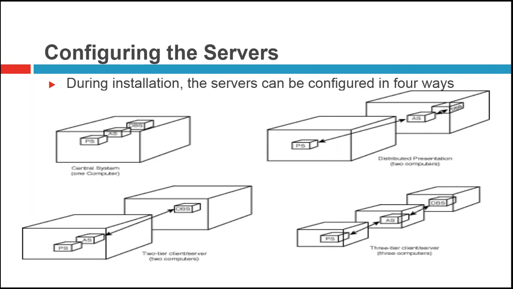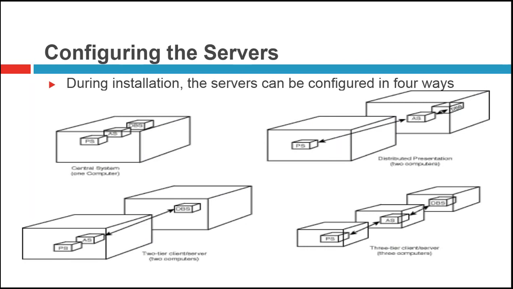Like you see in the bottom left corner, if the presentation and application are in one system and the database is in another system, then it is called a 2-tier client-server architecture, where 2 computers are involved. If you see the presentation, application, and database on 3 different servers, then it is called a 3-tier architecture.